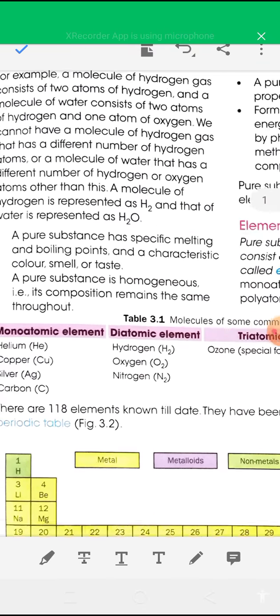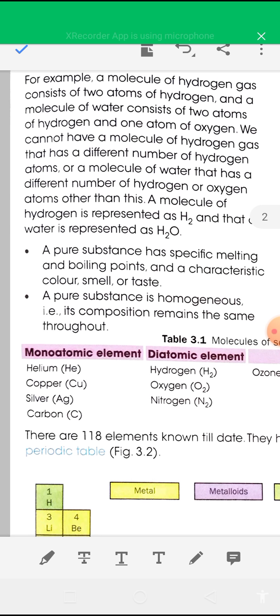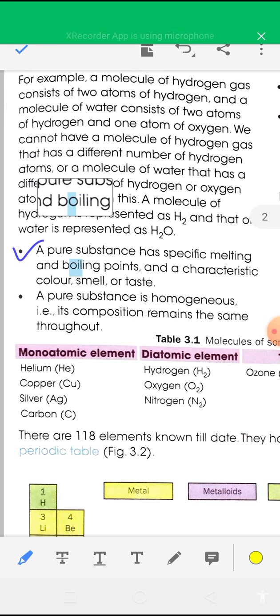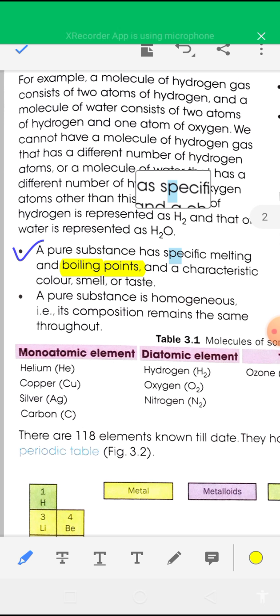Next point, a pure substance has specific melting and boiling point. This is the second point. A pure substance has a specific or fixed melting point and boiling point, and it has a characteristic color, smell or taste. A pure substance is always homogeneous in nature, that is, its composition remains the same throughout.